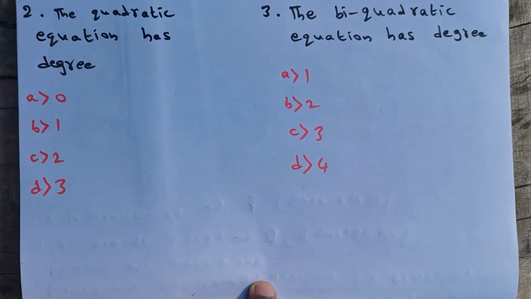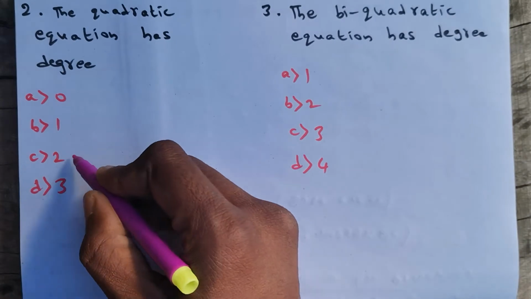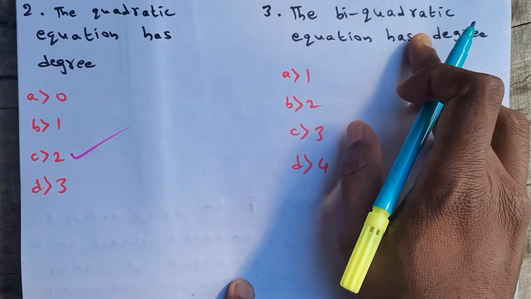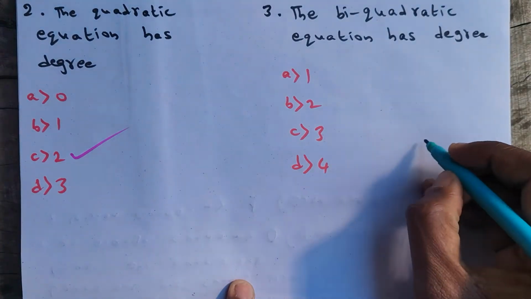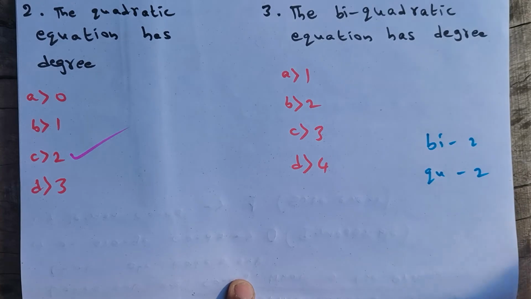Question number 2. The quadratic equation has a degree. Quadratic means 2. So the degree of the quadratic equation is 2. Next, the biquadratic equation has a degree. Bi means again 2, quadratic means 2 again. So 2 plus 2, 4. The biquadratic equation has a degree 4.